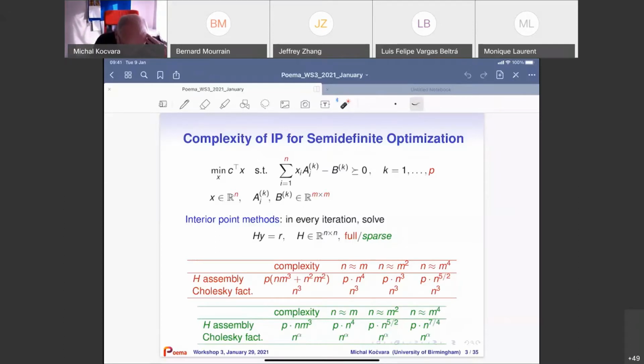And the complexity of the assembly of H depends on all my three dimensions. Assuming, and this is the bad case, that n is more or less the same as m, so we have many variables and large matrix inequalities, then we have this ugly quartic complexity. This will be the dominant factor, the assembly of the matrix, which will be much more costly than the actual solution of the system by Cholesky factorization.